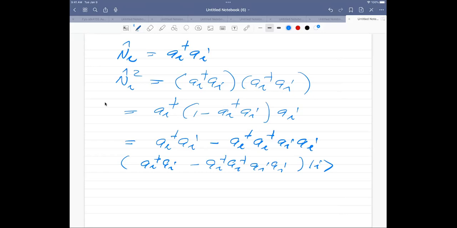Because if it acts on a state with i, then I'm destroying the state with i, but then I'm trying to destroy a state with i which is no longer there. So when this one acts on i, this simply gives us 0. But then I have a_i here again, which is acting on 0. So that also gives me 0. So that means that this is just equal to a_i dagger a_i.